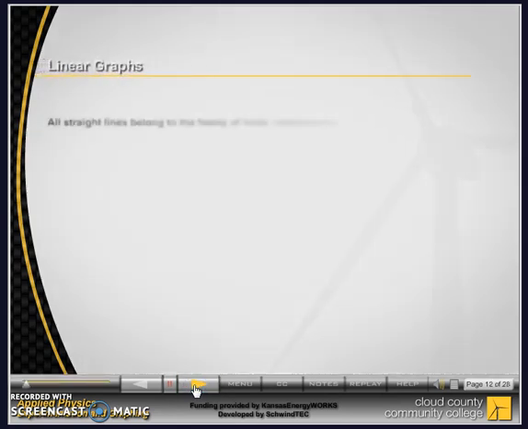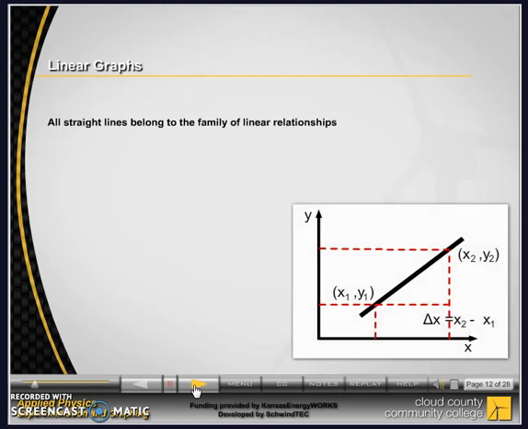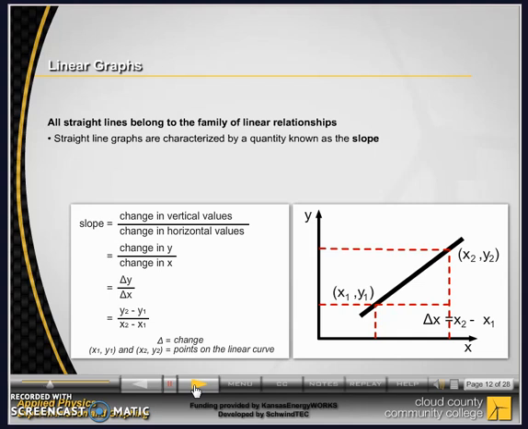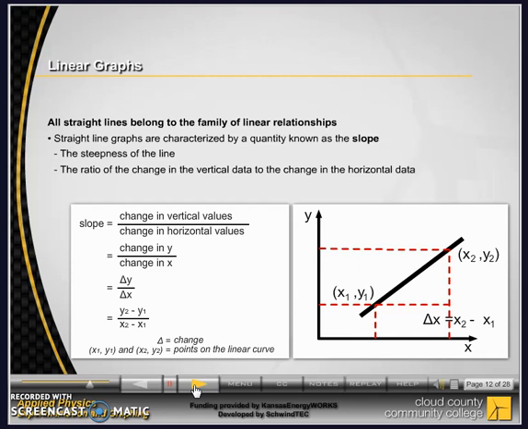All straight lines belong to the family of linear relationships. Straight line graphs are characterized by a quantity known as the slope, which is related to the steepness of the line. The slope is the ratio of the change in the vertical data to the change in the horizontal data. This is sometimes taught in algebra class as the rise over the run.